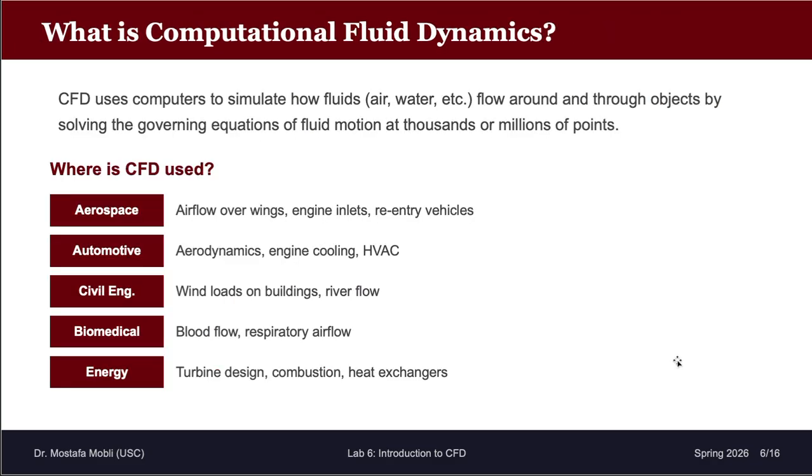Okay, so where do we use computational fluid dynamics, or in short, CFD? Essentially, we use it everywhere where a fluid is moving. This fluid can be air, can be water, can be anything. It can be a very complicated flow or a very simplified flow. And it has a lot of applications: CFD in aerospace, automotive industries, civil engineering, biomedical, and the energy industries.